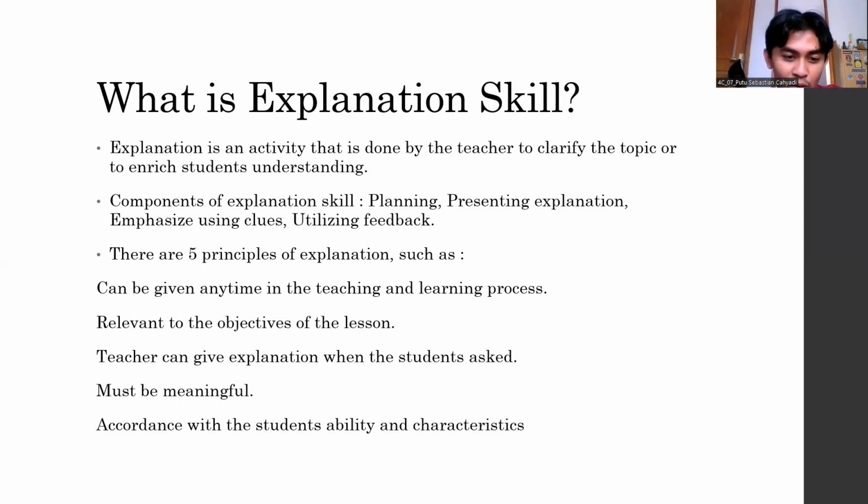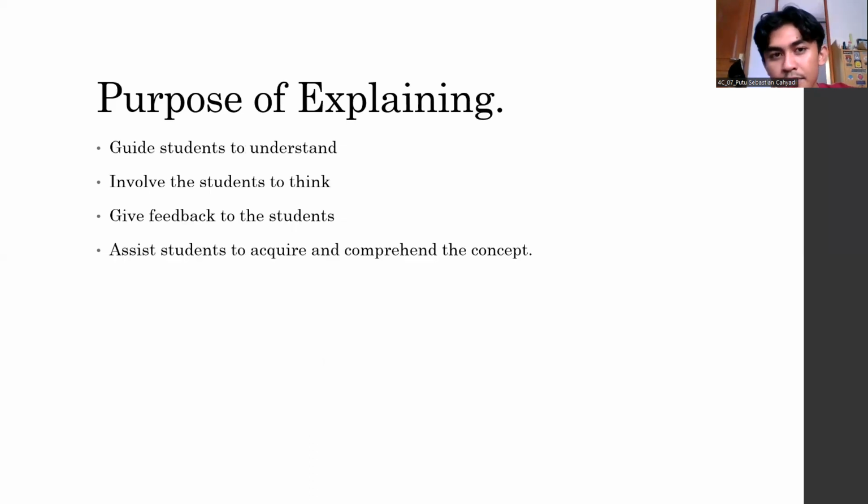And the last one is accordance with the students' ability and characteristics. Here we need to match ourselves with the students, because every student is different, and we should not ignore their characteristics and their abilities. So here are the purposes of explaining. The first one is to guide students to understand, involve the students to think, give feedback to students, and assist students to acquire and comprehend the concept.